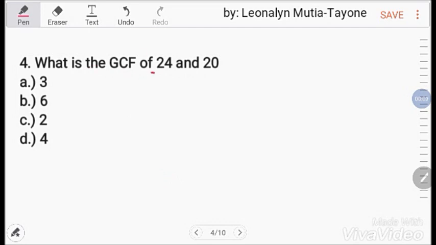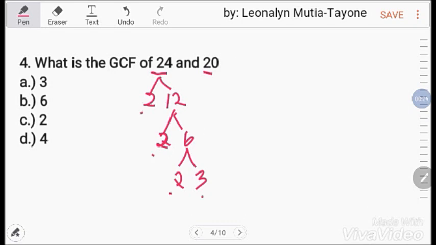Number 4. What is the greatest common factor of 24 and 20? So, let's find the prime factors of 24. I-divide natin ng 2. Magsimula tayo sa 2, bali. And this is 12. Tapos, yung 12, i-divide natin ng 2. And this is 6. Si 6 pa, pwede pa natin i-factor out. And that is 3. So, 2, 2, 2, and 3, these are factors of 24. Si 20 naman, si 2 and 10. Si 10 pwede pang ma-factor out, and that is 5.